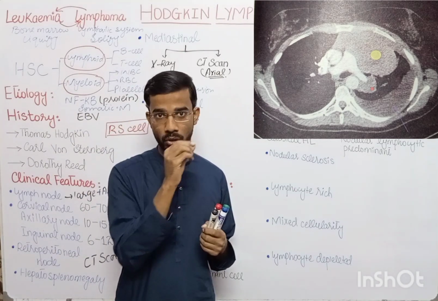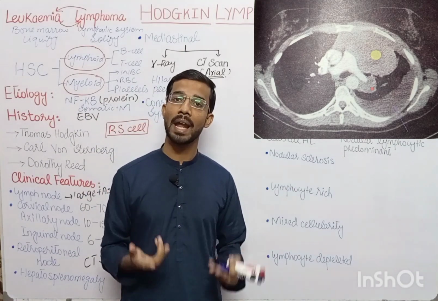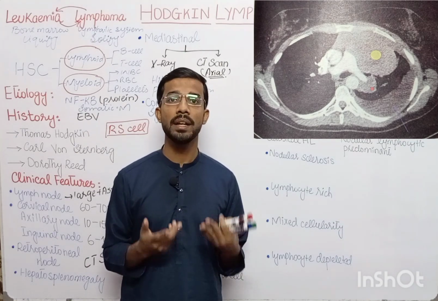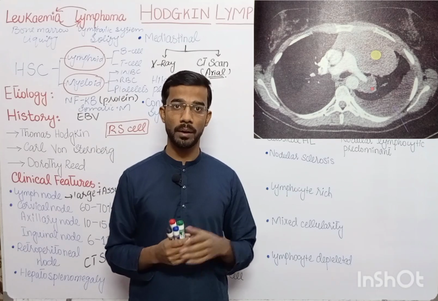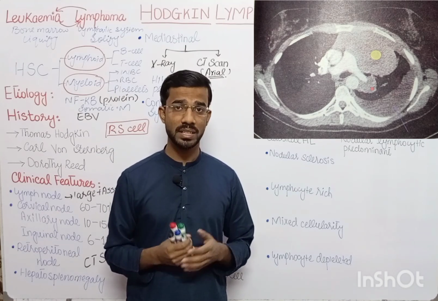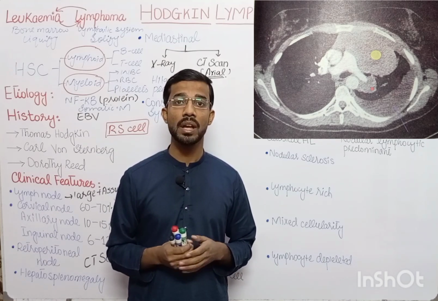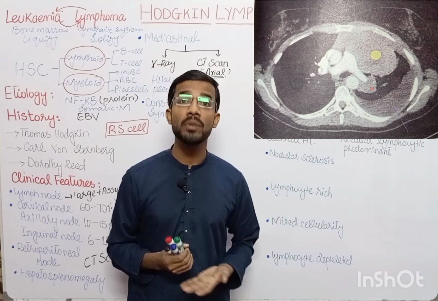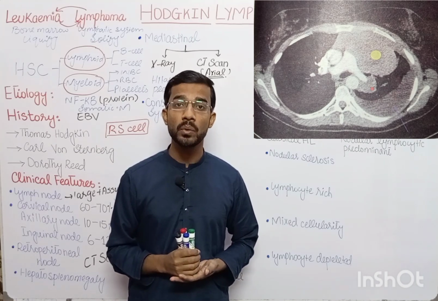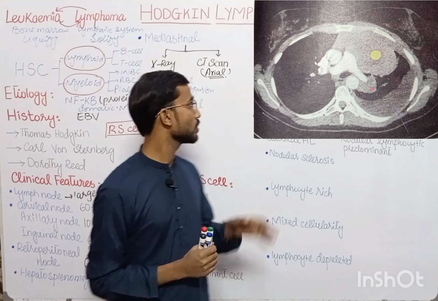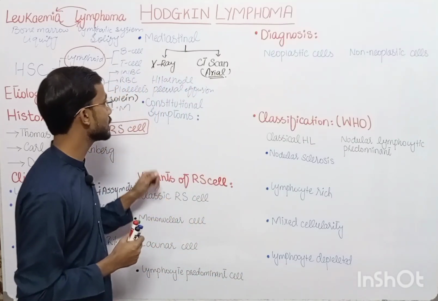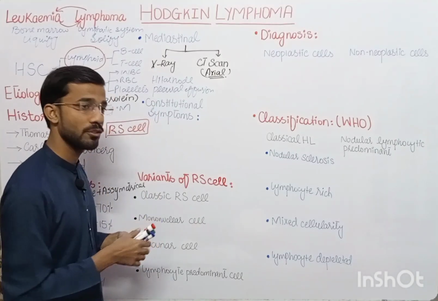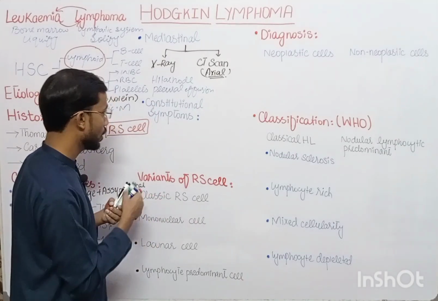The red dot shown on the screen shows the enlarged hilar lymph node, and the arrow shown on the axial CT scan indicates an accumulation of fluid in the pleura, which is called pleural effusion. So this is basically the X-ray and the CT scan. Next are the constitutional symptoms, which are the general symptoms.